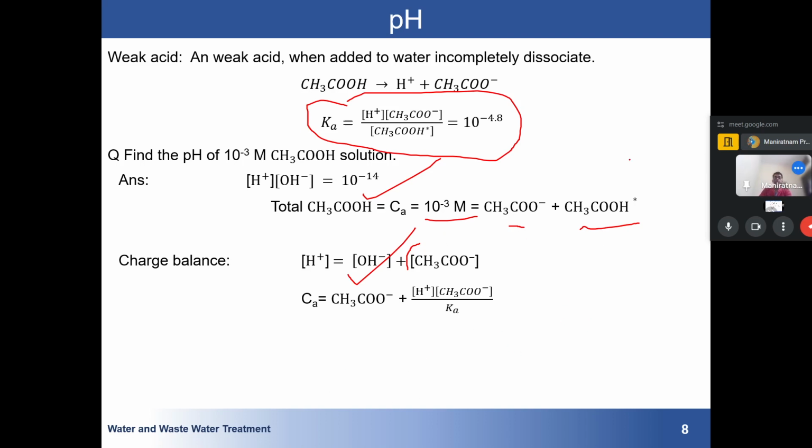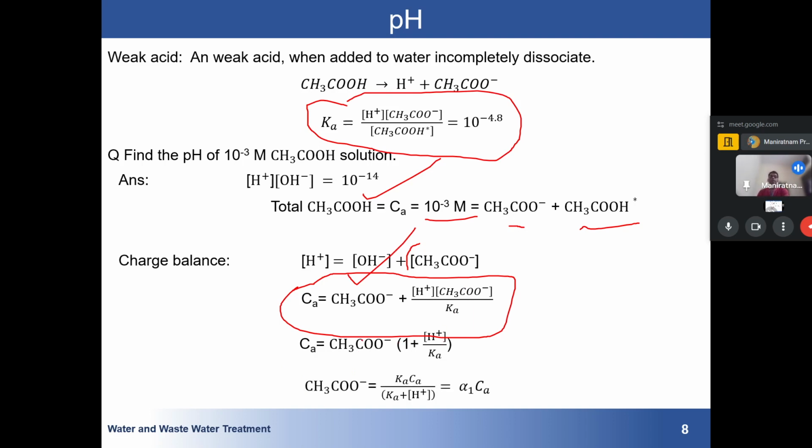So, we know that this CH3COOH can be written as H+ times CH3COO- divided by Ka. This is what I have done here. Ca can be represented as the sum of CH3COOH and CH3COO-, with Ka. So now this Ca will be CH3COO- times (1 + H+/Ka). From here I can write that CH3COO- is equal to Ka Ca divided by Ka plus H+, and this Ka over Ka plus H+ is a constant term, known as alpha 1. So CH3COO- is equal to alpha 1 Ca.